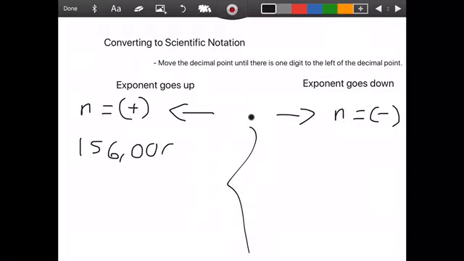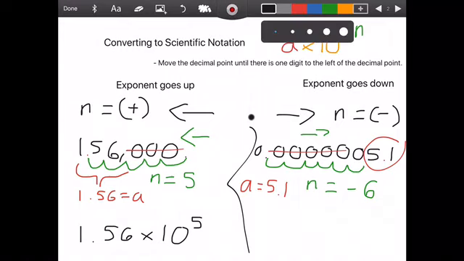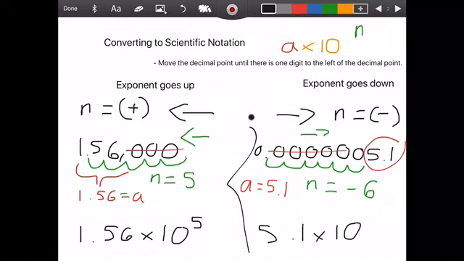Now, if we have another example, for let's say 0.0000051, then the decimal would have to be moved to the right this time in order to have a digit to the left. So in this case, we would move 6 times to the right, and because it is to the right, n would be negative 6. Now again, we ignore the zeros for now and make 5.1 our a, and simply fill out the formula as follows.